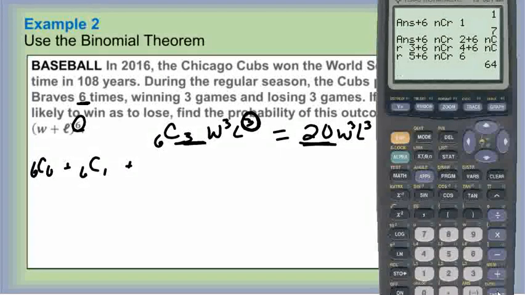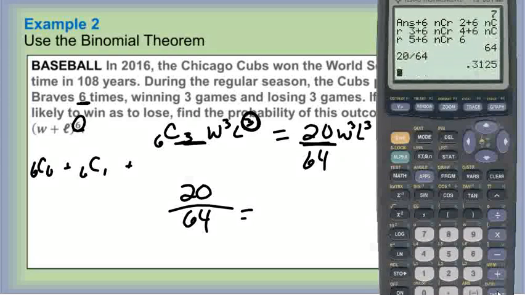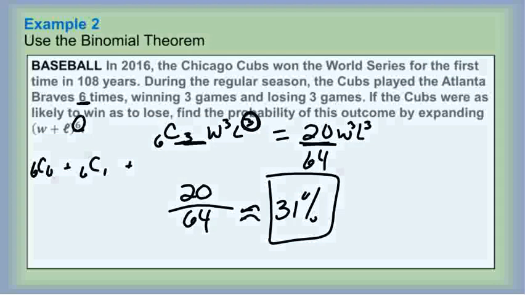So there are a total of 64 games. Out of the 64, 20 of them is what we want to look at. So we have to find the probability of 20 out of 64. If I did 20 divided by 64, we end up with 0.31. As a percent, to the nearest percent, this is about 31%. So about 31% of the time, they had a 50-50 win-loss record.